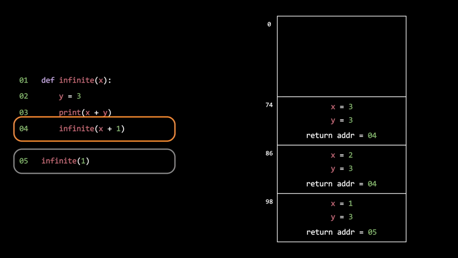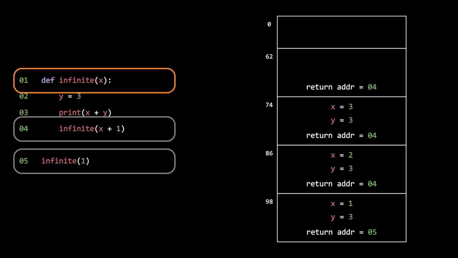So you can see that we're just going to keep adding stack frames upon stack frames upon stack frames. And eventually we're either going to run out of memory, or in the case of Python, it's going to tell us that we reached our limit. We're not able to keep on going.